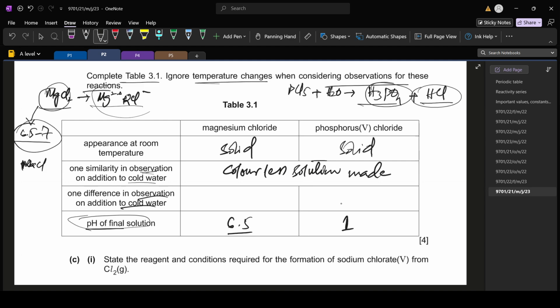Okay. Now one difference in observation on addition to cold water. So if you see, there will be no misty fumes with magnesium chloride, but there will be misty fumes of HCl with the phosphorus 5 chloride. Okay, so misty fumes will be observed and no fumes.